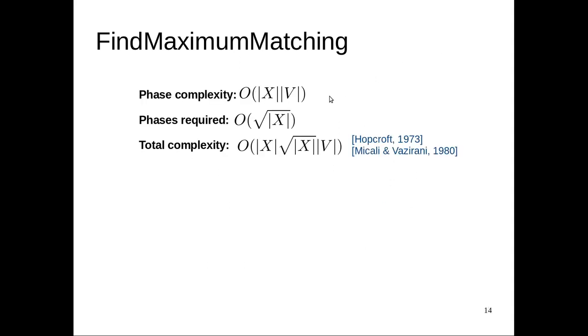The complexity of each of the phases is on the order of the number of edges in the graph, so the cardinality of variables times the cardinality of the values. The number of phases required, shown by Hopcroft in 1973, is the square root of the cardinality of x, and so we get the total complexity to be this expression here.